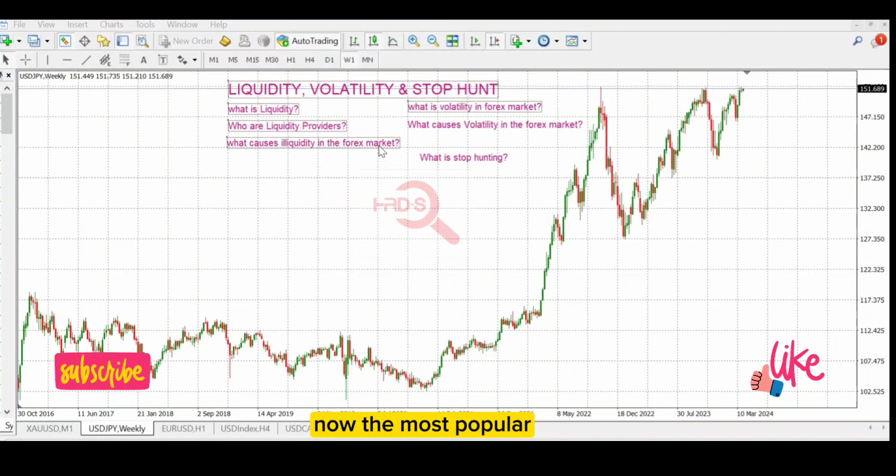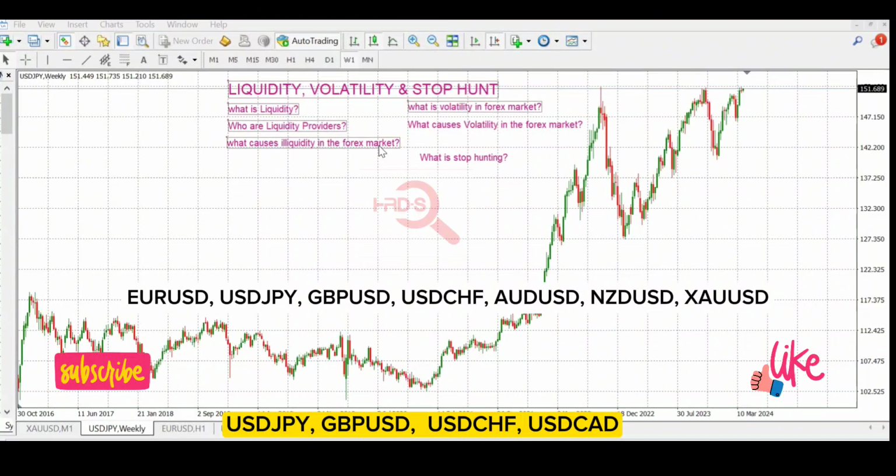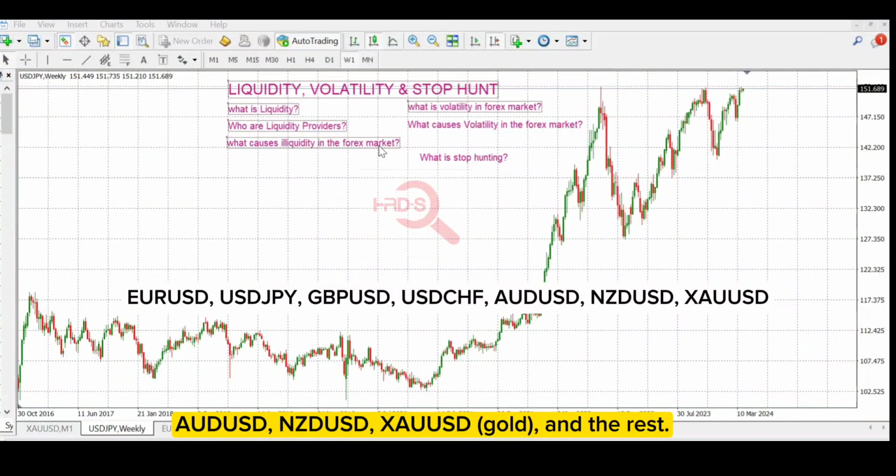Now, the most popular traded pairs are the most liquid pairs. You don't just come and say that because you like a particular pair, that is what you will trade. You will consider the liquidity of that pair. You will ask, why is it that people are trading EUR/USD, USD/JPY, GBP/USD, USD/CHF, USD/CAD, AUD/USD, NZD/USD, gold, and the rest? It's as if there are these particular pairs that people trade. It is because of liquidity.